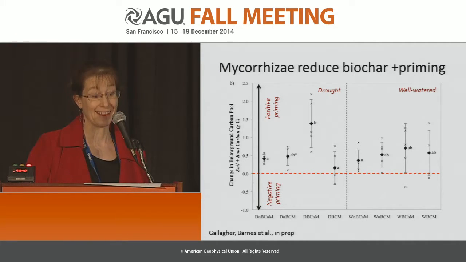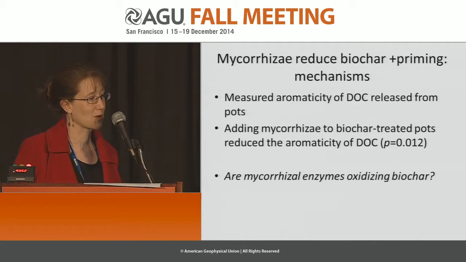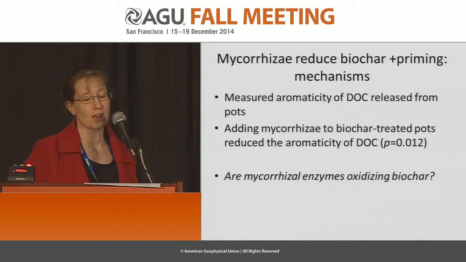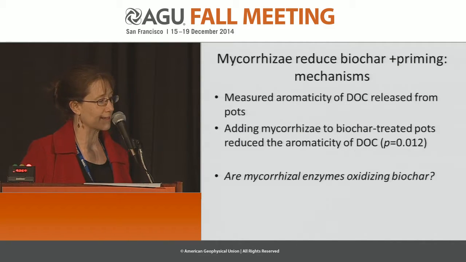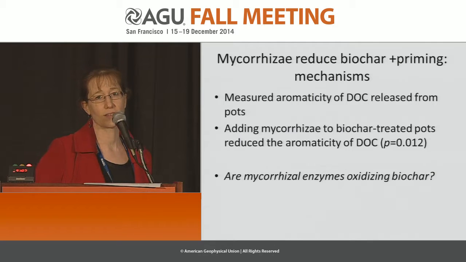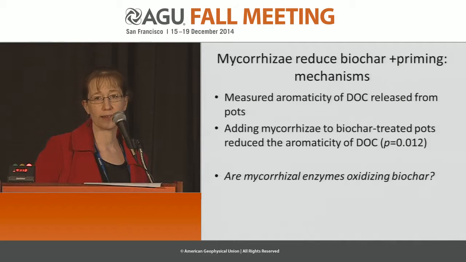So what's going on there? The other thing the intrepid postdocs who did this experiment measured was the aromaticity of the dissolved organic carbon released from the pots. And what they found was that adding biochar to the mycorrhizae treated pots reduced the overall aromaticity of the dissolved organic carbon that was being released. So what we think we're seeing here is that mycorrhizal enzymes are oxidizing the surface of the biochar.